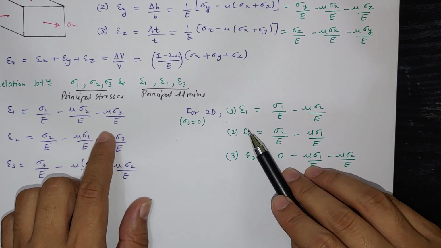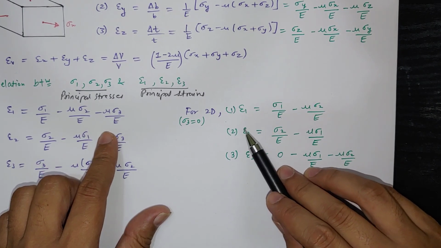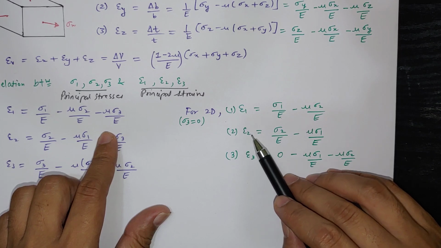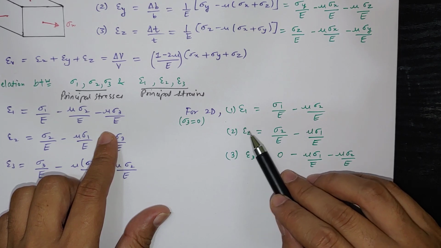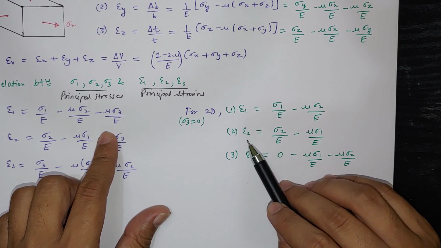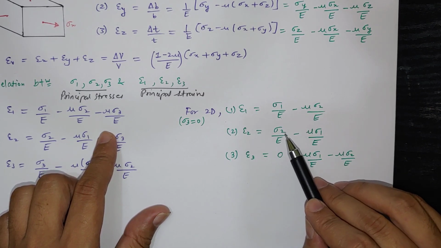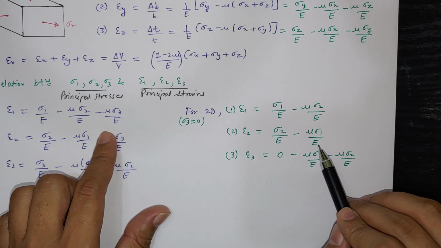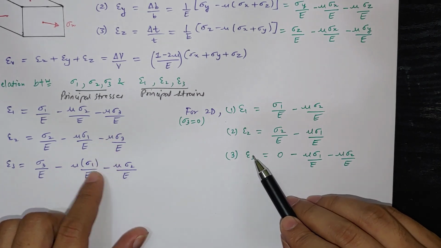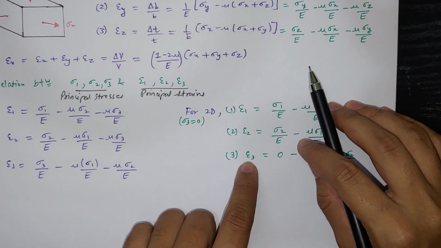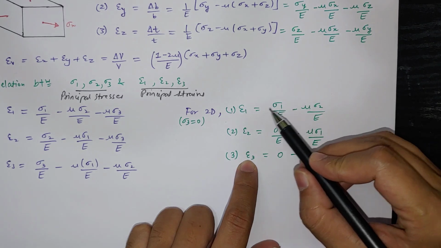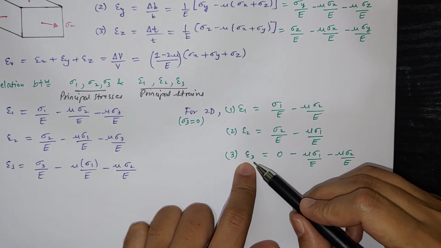but sigma 3 is 0. Epsilon 2, the principal strain in the second direction, means in the y direction, or the second, minor principal stress direction, which is denoted by 2, is sigma 2 by E minus mu sigma 1 by E. Sigma 3 is not present, but due to sigma 1 and sigma 2, strain in the third direction will be present.